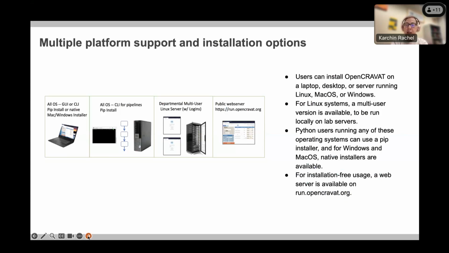For Linux systems, there's a multi-user version available, and I believe this is what is installed on Beowulf. So this way you can log in through a login screen and keep all your jobs separate from everyone else who is running that local installation. Very easy to install on a local system. We have native Windows and Mac installers, and you can also use pip. Pip install OpenCRAVAT if you are a Python user. And if you don't want to install it at all, you can run it in the web and also on some of the cloud platforms that I'll show you later.